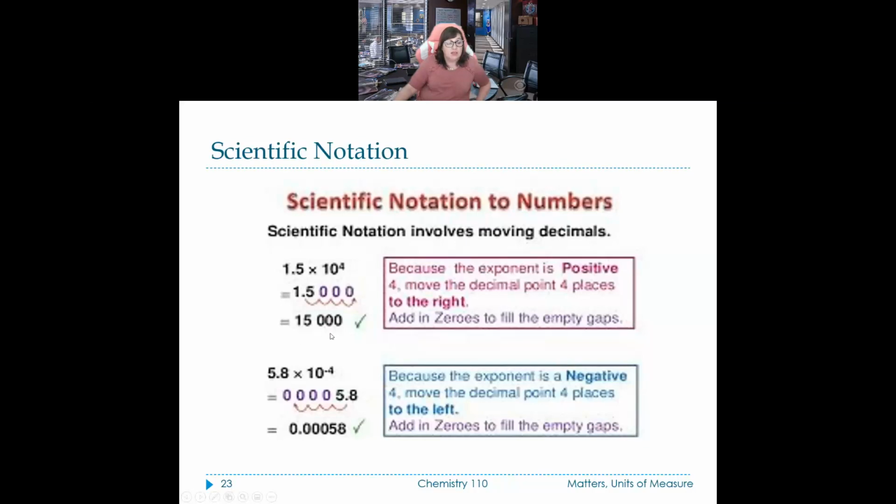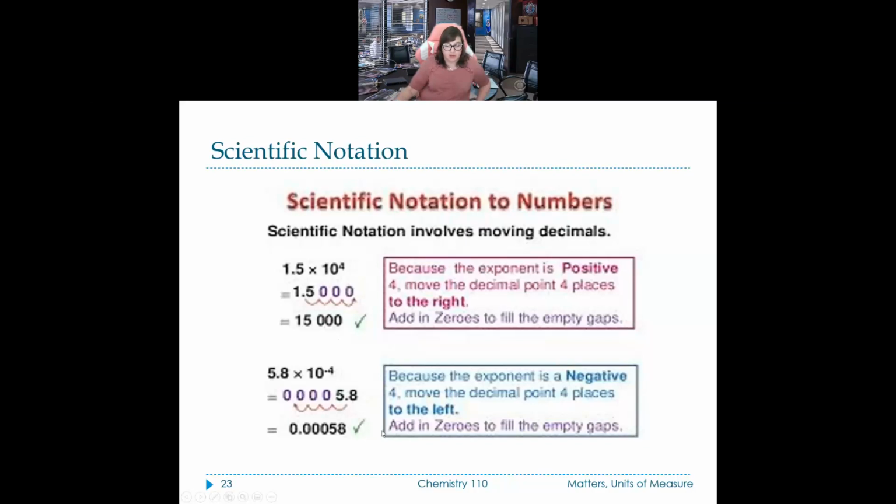Okay. If we're talking about 5.8 times 10 to minus 4, the negative 4 moves it to the left 4 digits. So 5.8 is where I start. Then I go 1, 2, 3, 4, and I end up with this number right here. Okay, so that's how we can put it back. That's how we get from scientific notation back to a real number.